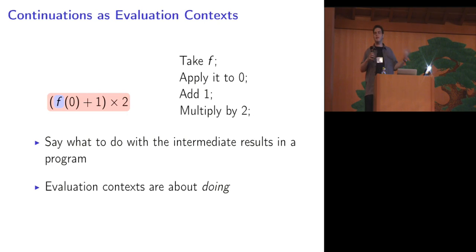So the most common one that I think people think of when they think of continuations is continuations as evaluation contexts. For example, here we just have a simple arithmetic expression. In a sense, we are evaluating f in a particular context. So we're calling the function f, giving it the argument 0, and then we're adding 1 to its result and then multiplying that by 2. This list of what we're doing to get a result out of this expression is the evaluation context. So these are things about doing, how to transform some intermediate result into the thing we ultimately want. That's their purpose and their role, and the most common thing that we do with continuations.